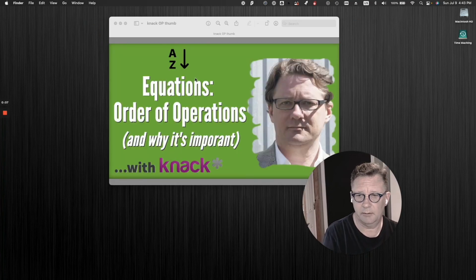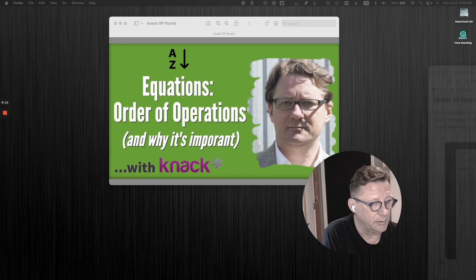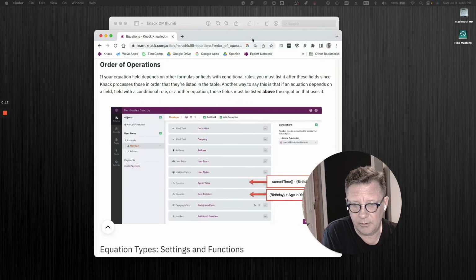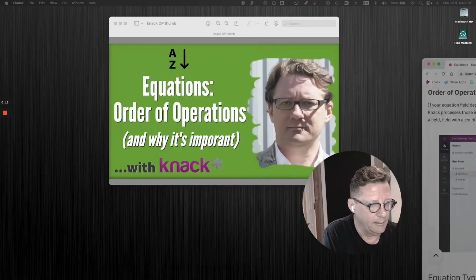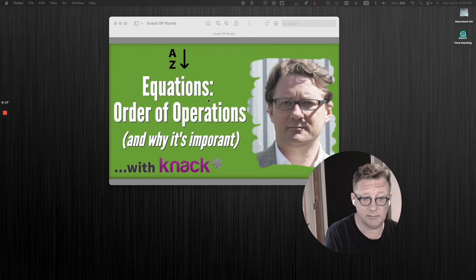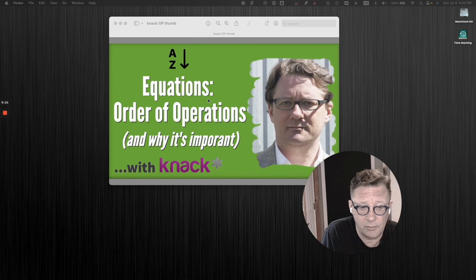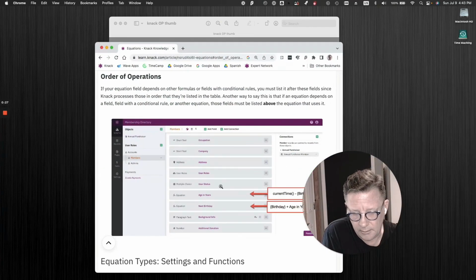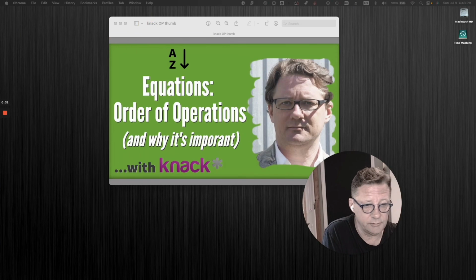Today's topic is equations, what's called order of operations. Knack has a brief article on this. But what it is: both equations and text formulas actually have to be in a certain order if they're using other values. And when I say order, I mean above or below in your list of fields. Equations use other fields to result in what they're going to result in.